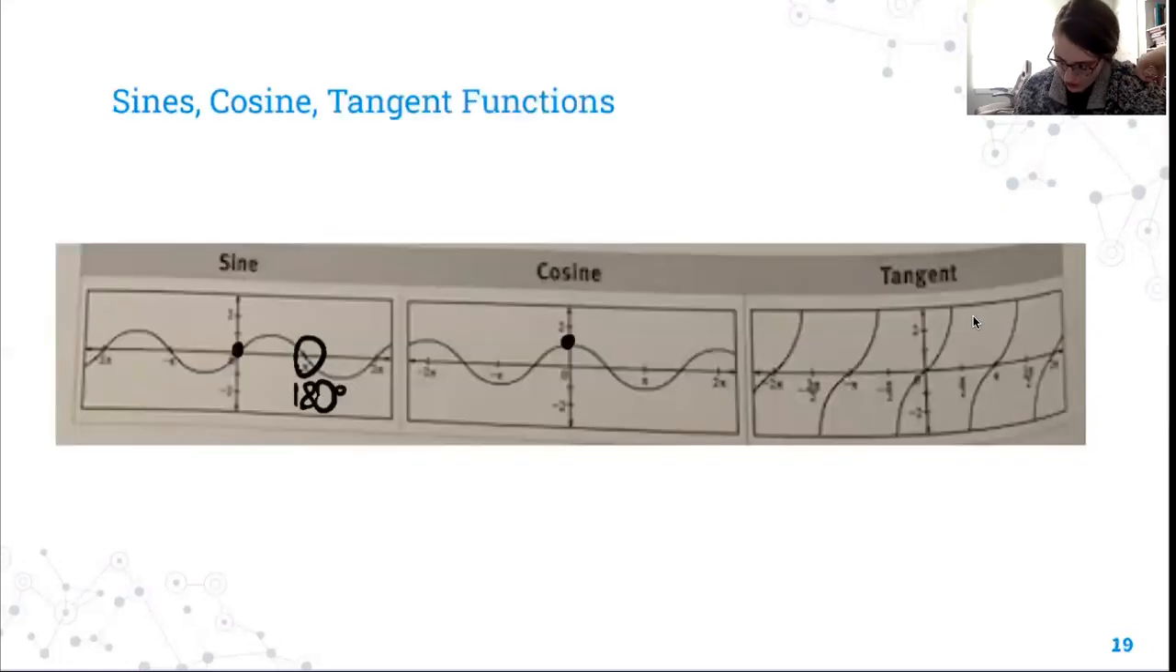But if you're just looking at your graph here, then know that around here is going to be 90, here is going to be 180, here is going to be 360. That'll be true every time. If you just memorize pi over 2, pi, and 2 pi, you should be good.